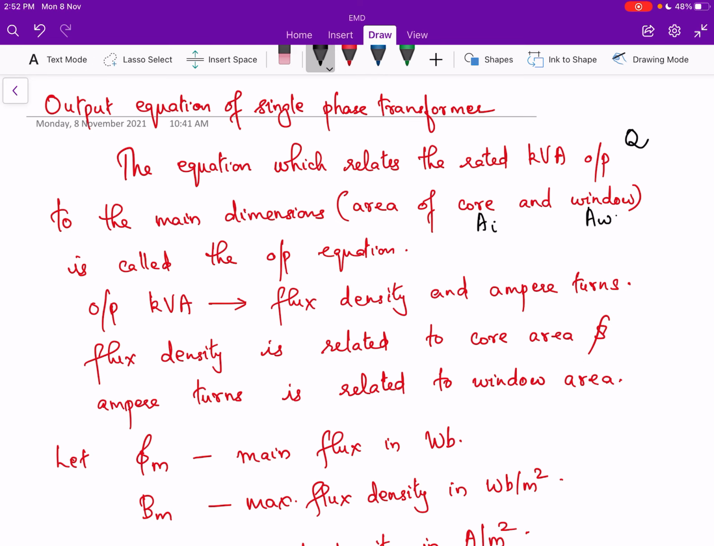So the output equation relates Q to the main dimensions, that is the area of core AI and the area of window AW. And the output kVA depends on flux density and ampere turns. The flux density is related to the core area and the ampere turns is related to the window area. So we can say the output kVA depends on the core area and the window area, or the output equation relates rated kVA output to the core area and window area.